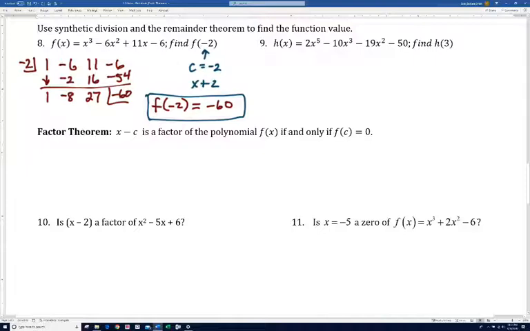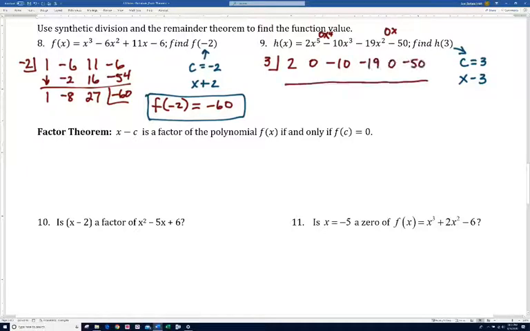All right, on number 9, in this case our c is 3. So basically, if you divide this polynomial h of x by x minus 3, or x minus c, whatever you get for a remainder is going to equal h of 3. Now notice here, we're missing some of our powers of x. So you're going to need to put in 2 zeros. So you put 3 in the box and set it up just like that.